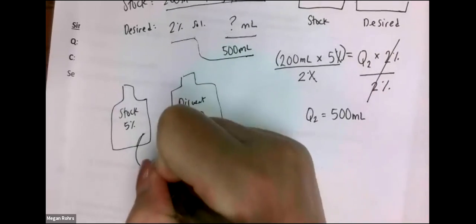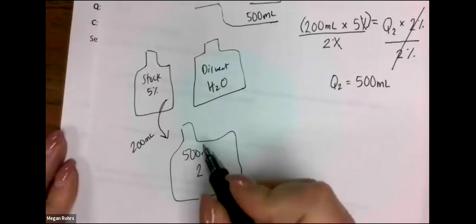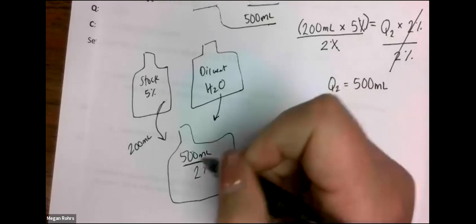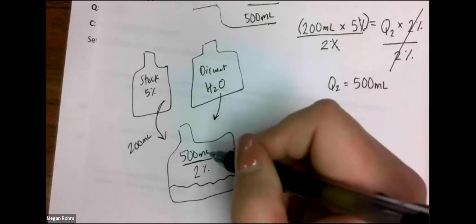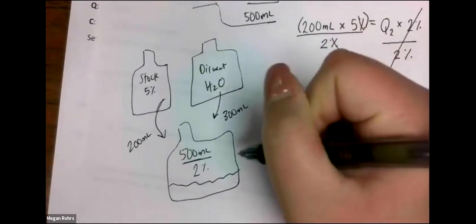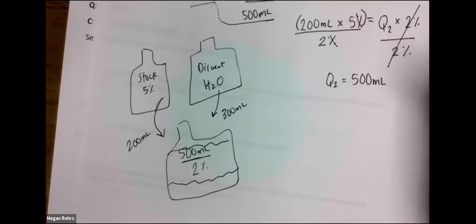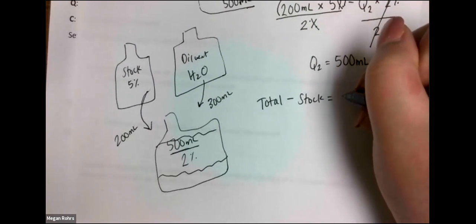So I know from my stock, I'm combining 200 mils of that stock. If I know I'm making a total of 500 mils, well, my diluent has to be an amount that is the difference between these two. My 200 mils of my stock will go in here. So 500 minus 200 would give me 300 mils of my diluent. So I'll pour that in there. Then we get our 500 mils of a 2% solution, okay? So basically what I did here, you always take your total minus your stock to find the amount of diluent or solvent.